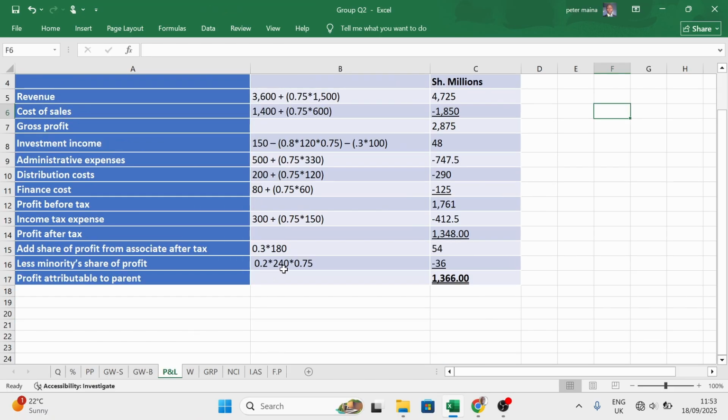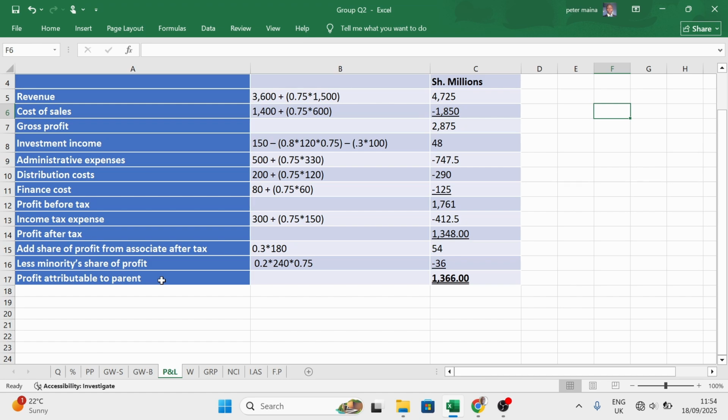So 20% of 240, and then because the post-acquisition period is 9 months, we don't take all of it for 12 months, we only take for 9 months, which is 0.75. We deduct it. So after you have done all the additions, all the arithmetics here, the last balance you have here is called profit attributable to parent.